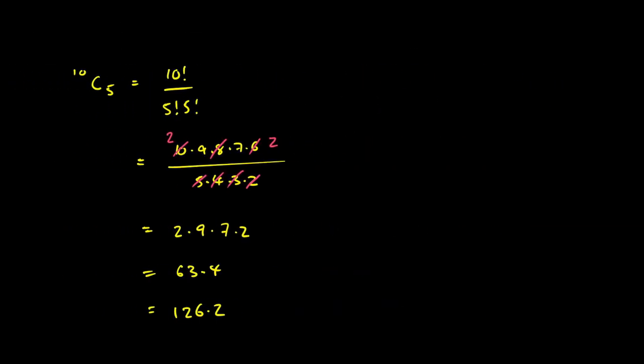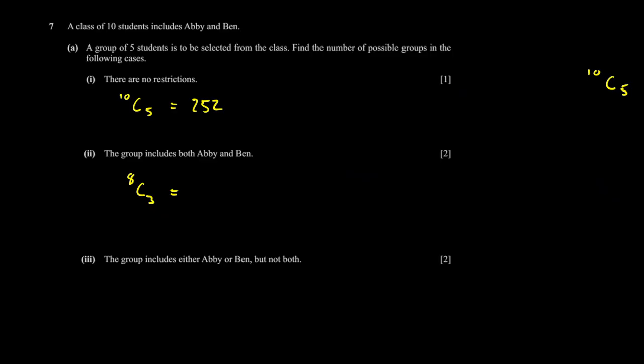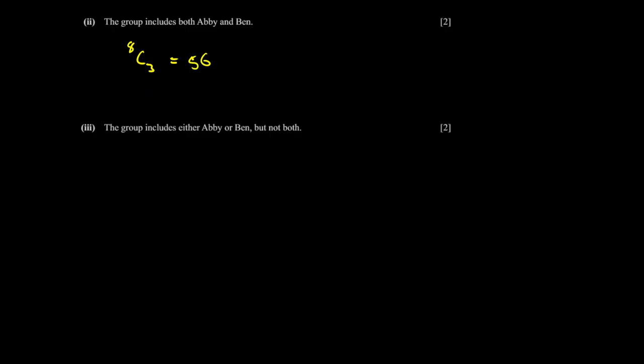Let's do 8C3. 8C3 is equal to 8 factorial over 3 factorial 5 factorial. So that's going to be 8 times 7 times 6, because the 5 factorial cancels out there, over 3 times 2 times 1. Well, 3 times 2 cancels off there with the 6. And so we've got 8 times 7, which I think is 56. So I think the answer to that is going to be 56. And I will check that against the mark scheme again, just to make sure things are going all right. Yeah, 56, that's okay.